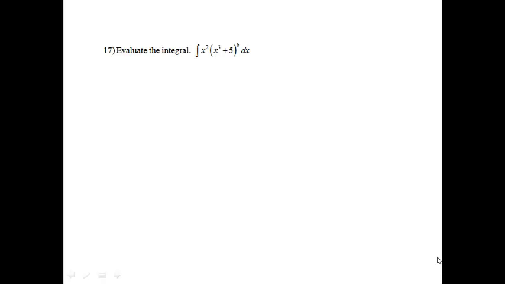Number 17, evaluate the integral x squared quantity x cubed plus 5 to the 6th dx. All right, on this one I do notice that I have parentheses, so I am going to be using a u substitution. I am going to let u equal x cubed plus 5 because that is what's in parentheses. I am then going to list du, which is the derivative of x cubed plus 5. The derivative of x cubed plus 5 is 3x squared dx.